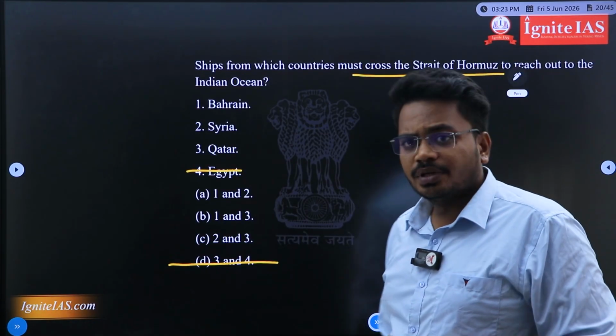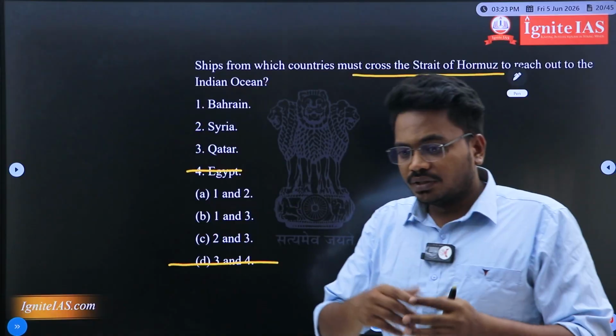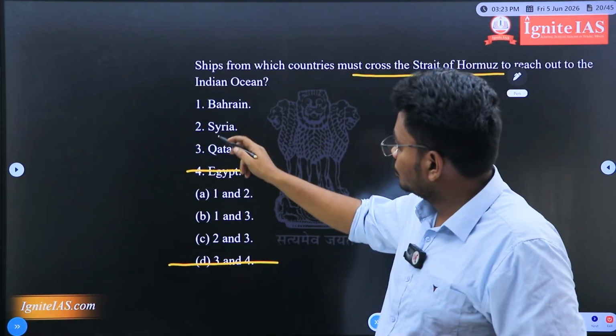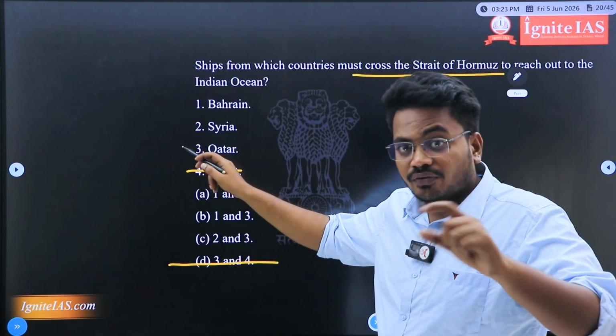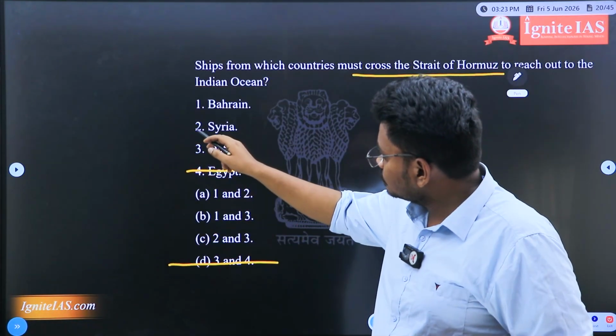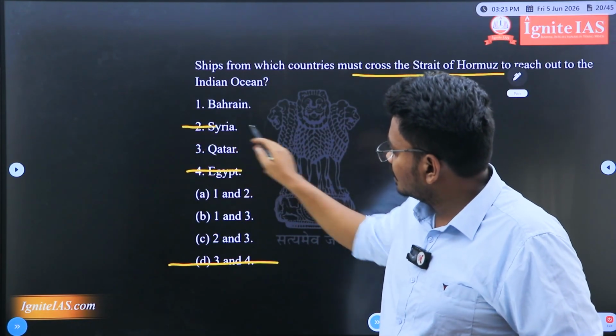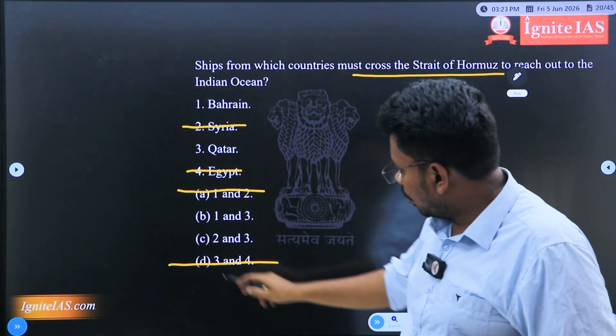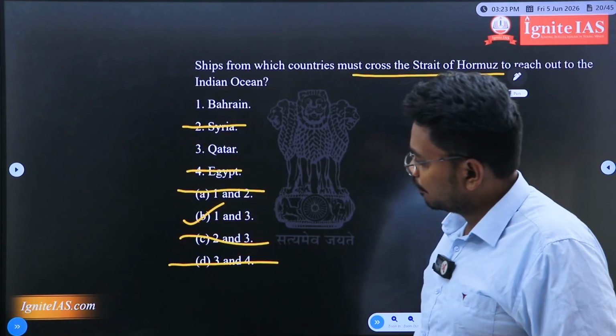Okay, why? Because Syria is on the eastern coast of the Mediterranean Sea. If you see the map of the Mediterranean Sea, to the eastern coast, we will be having Syria. Try to eliminate 2. So option A gone, option C gone. Answer is 1 and 3.